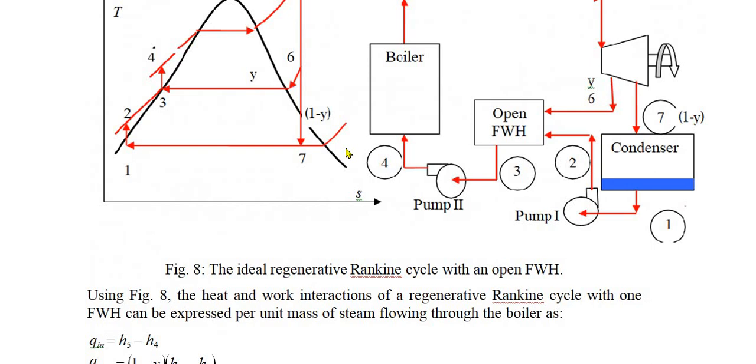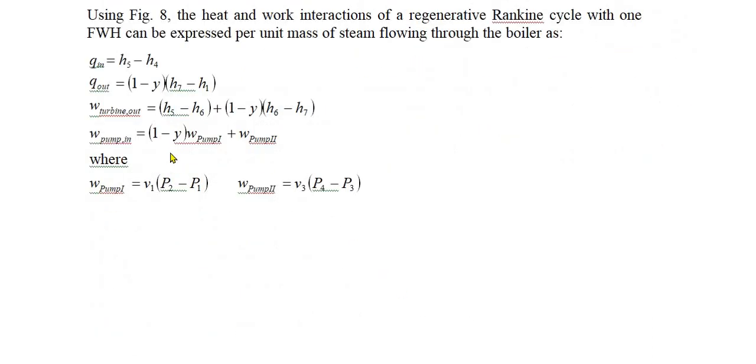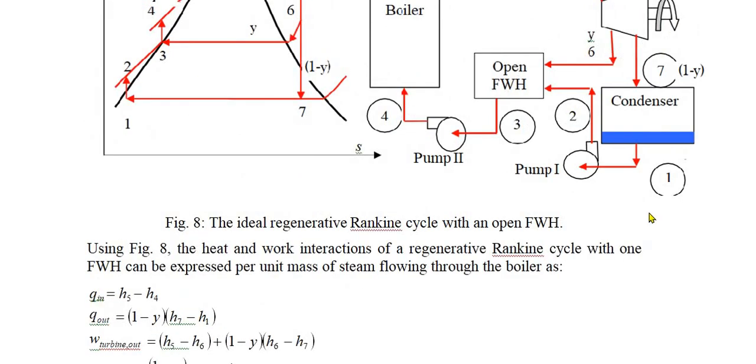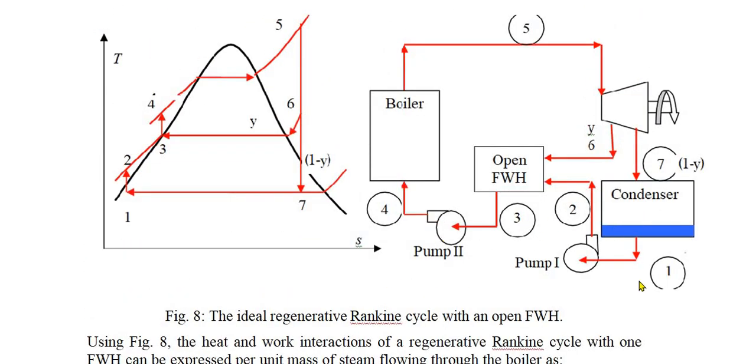4 to 5. And where are we getting the heat out? In the condenser. What is the mass of the steam entering? 1 minus y kg. 1 minus y into h7 minus h1 is the heat out of that, right? Now we are using two pumps here. One pump is from 1 to 2, the other pump is from 3 to 4.